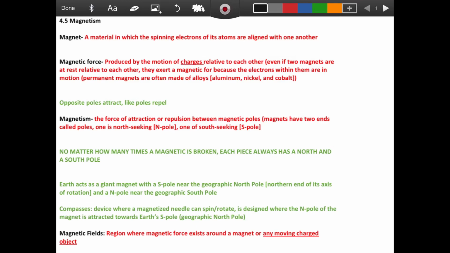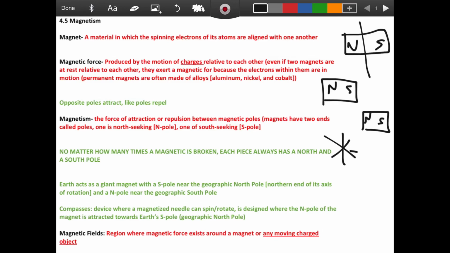Now, this is important. You may want to add this in. No matter how many times you break a magnet, there will always be two poles in that magnet. So if you have a magnet with a north pole and a south pole, and I break that in half, now I'm going to have two magnets with two poles. Okay? And when we get into magnetic field lines, that will become a little more clear as well.